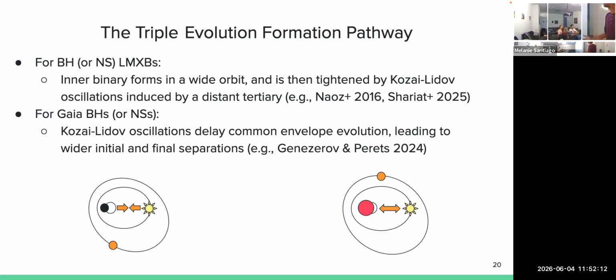For Gaia black holes and neutron stars, this is a more recent thing. People have found triples can also help you there. The idea is to delay common envelope evolution, have the components become wider initially, and then have common envelope start, so maybe you can get a wider final separation. Again, this is kind of a rare outcome, but you can get it to at least work because triples can help you.